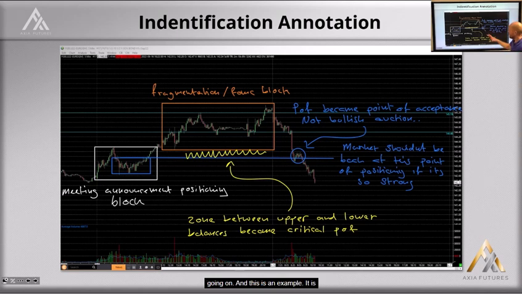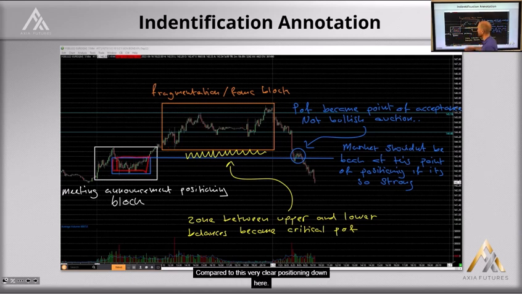This is an example of what I call identification. What he's identifying here is the zone between upper and lower balances, and this is a critical point of failure. So the idea is that this is where your decisions are going to happen. That's where you need to have a plan. So you get what he's called a fragmentation / FOMC block. A kind of block, but one that's somewhat scrappy, compared to this very clear positioning down here.